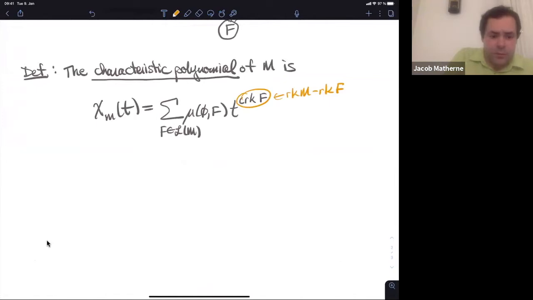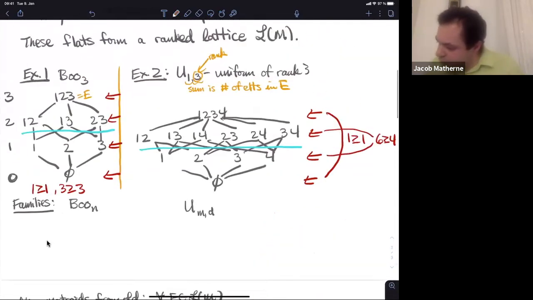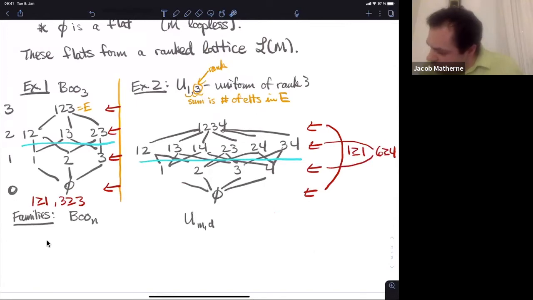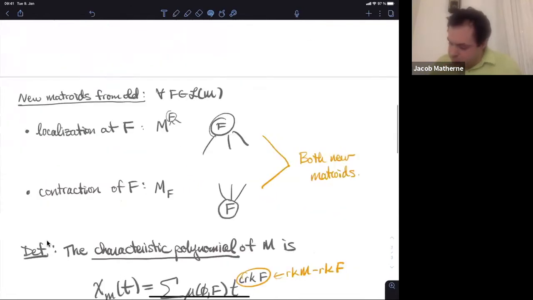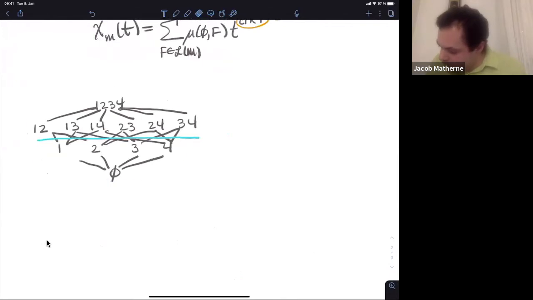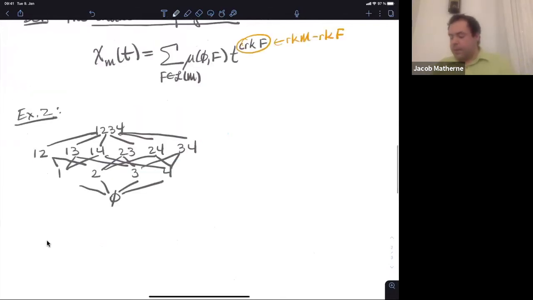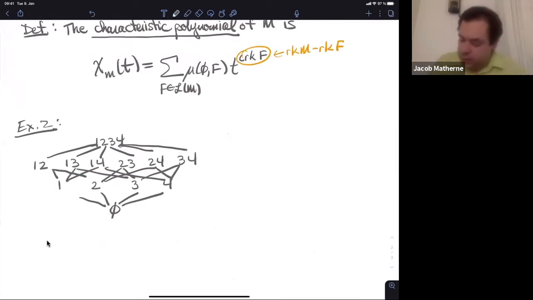Okay. So let's compute the characteristic polynomial in this uniform matroid. I'll copy it. So this is our second example. Let me first write the coranks. Corank is 0, 1, 2, 3.